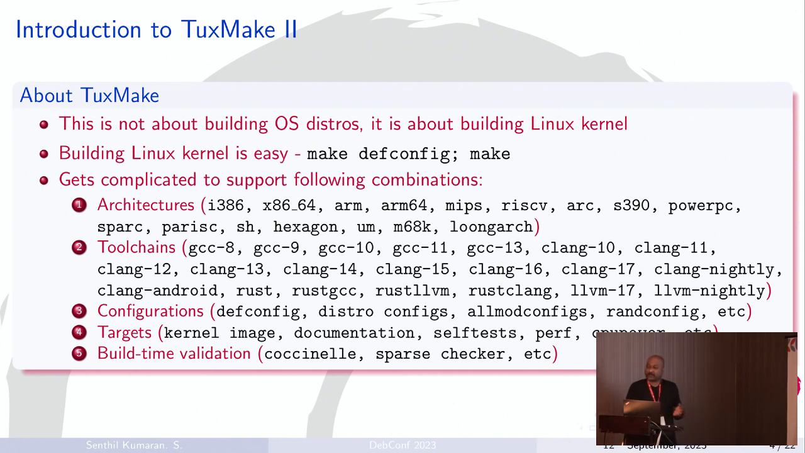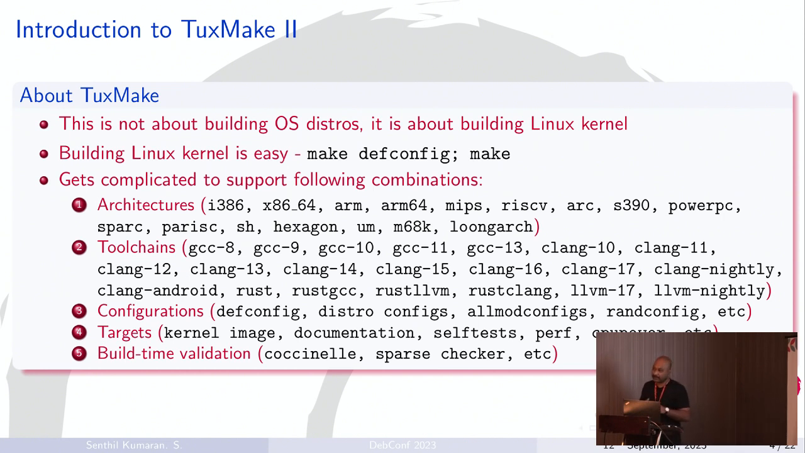So it's just about, if you want to compile the Linux kernel, it's just make defconfig, and you choose the different configurations which you want, and then do a make. It's that simple. But there are some complications involved.